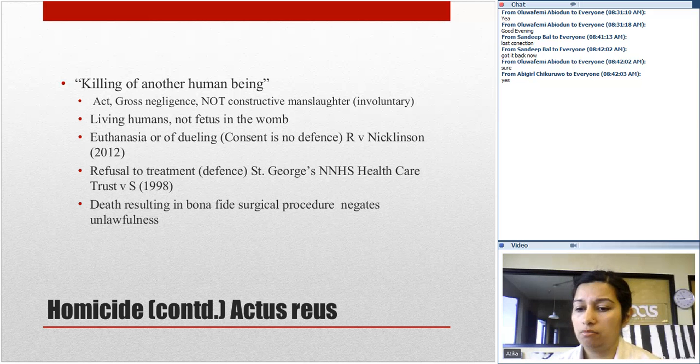Accidental death, for example, is not blameworthy. Self-defense is allowed in certain circumstances. So those will be included in your lawful killing, not the constructive killing, but the accidental or not blameworthy killing, for example the death resulting in a bona fide surgical procedure, self-defense, and other defenses like that we'll see.